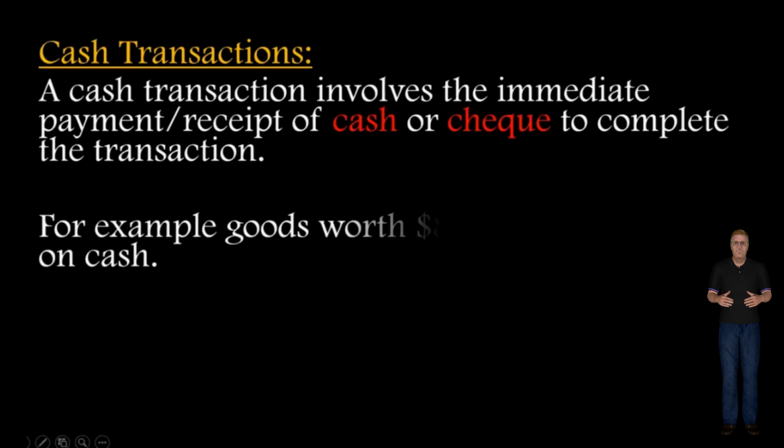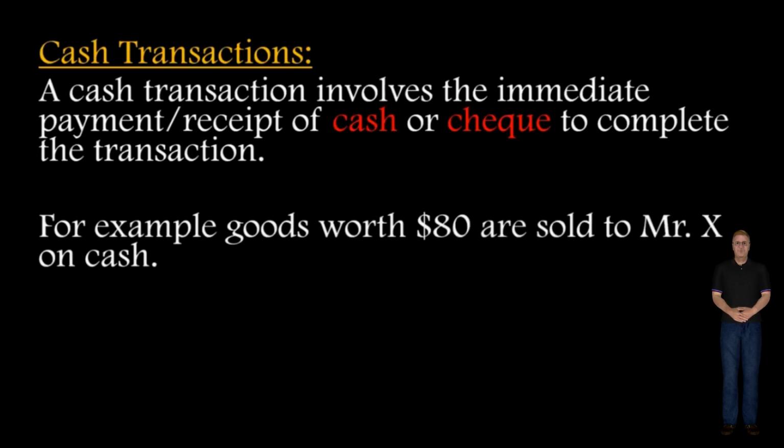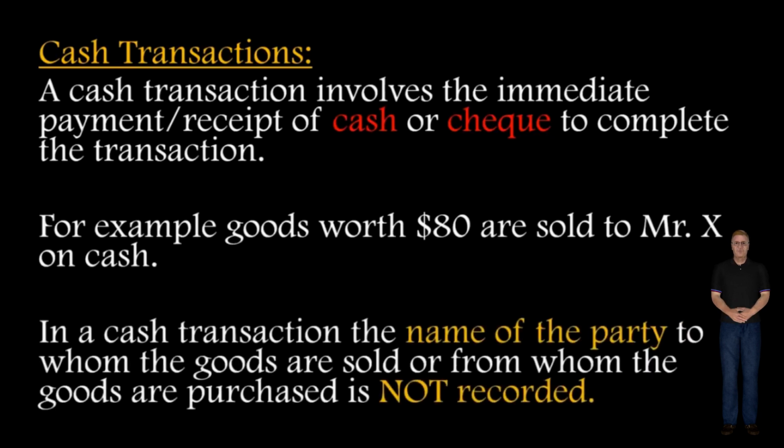So let's take an example. Mr. X sold us goods worth $80 on cash. Now, in a cash transaction, the name of the party to whom the goods are sold or from whom the goods are purchased is not recorded. So in this example, the name Mr. X is not going to be recorded since this transaction is a cash transaction. The only thing that we want to record is that it's cash and the amount of $80.